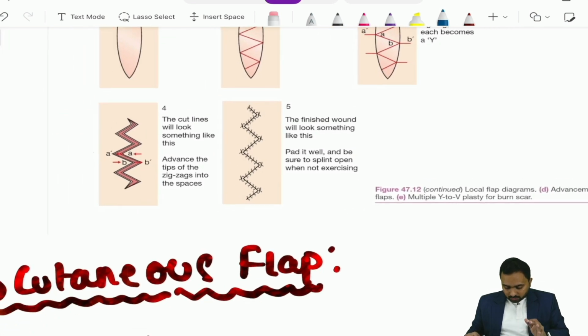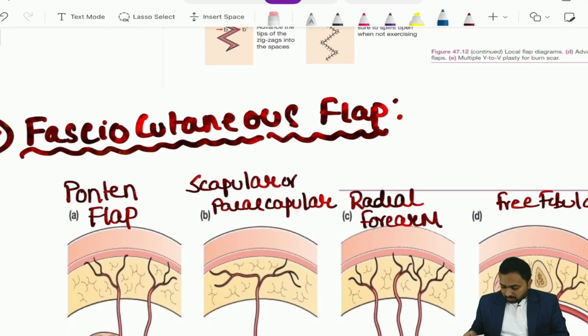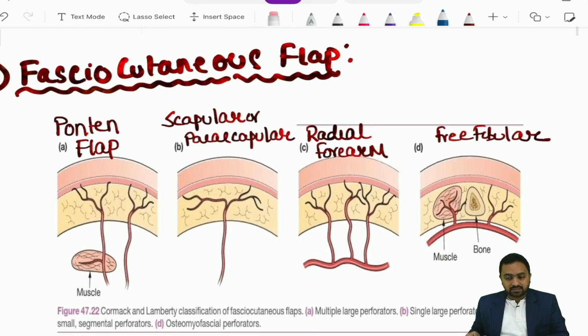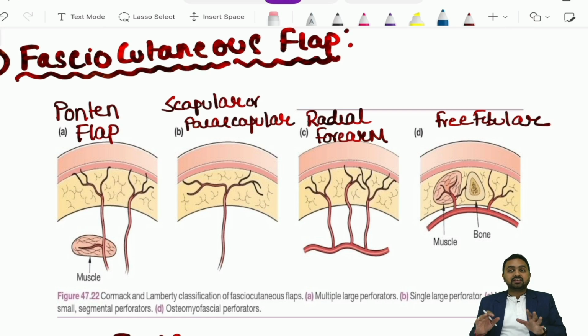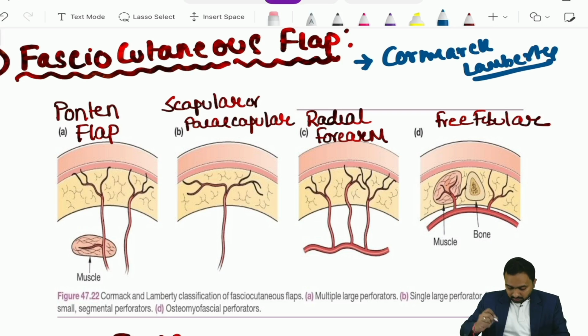Now moving down, the next important topic is the fasciocutaneous flap. We have this fasciocutaneous flap classification which has been recently added in Bailey and Love. This classification is known as the Cormack and Lamberty classification, which classifies fasciocutaneous flaps. You can see the first classification, type A, consists of multiple large perforators. An example of this is the Pontén flap.